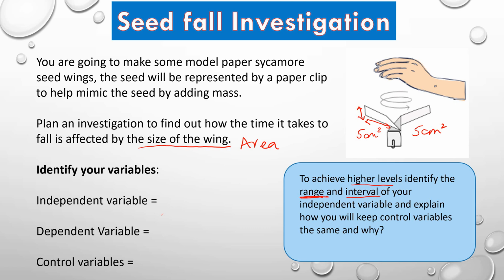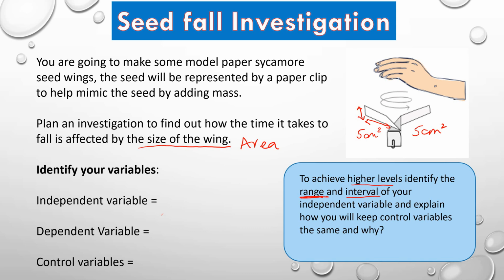Control variables now. These are what you keep the same to make it a fair test. And in order to help you get the higher levels, if you can explain how you will keep them the same and why they need to be kept the same, then that's really important. In the video that I made about how to make the seeds, I described you could use any paper you like, but whatever paper you use, all your seeds have to be made out of the same type of paper. They also have to have the same area of the paper making up the seed, 10 centimetres by 2 centimetres.